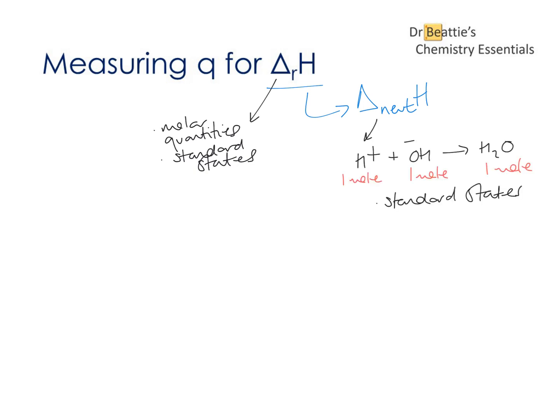An example of a reaction that is under molar quantities would be magnesium reacting with hydrochloric acid to form magnesium chloride and hydrogen gas. And obviously to balance this, we need a 2 in front of the HCl. And so this is where we're talking about molar quantities. We have 1 mole of magnesium to 2 moles of hydrochloric acid to form 1 mole of magnesium chloride and 1 mole of hydrogen gas.